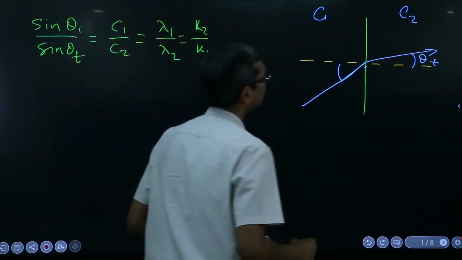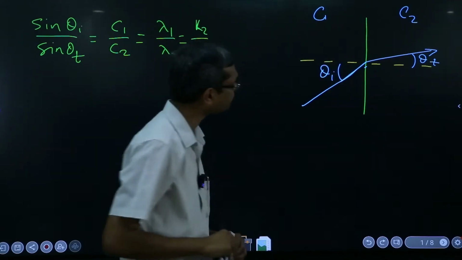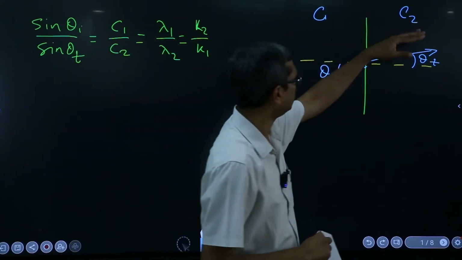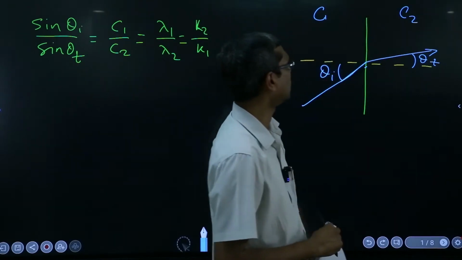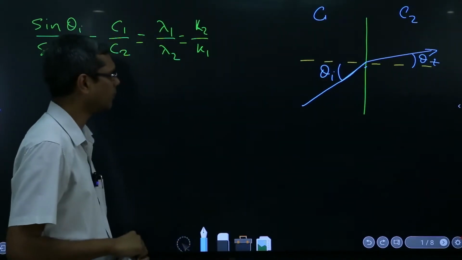Okay, whatever. So this is theta I. Now if C2 is more than C1, then theta T will be more.